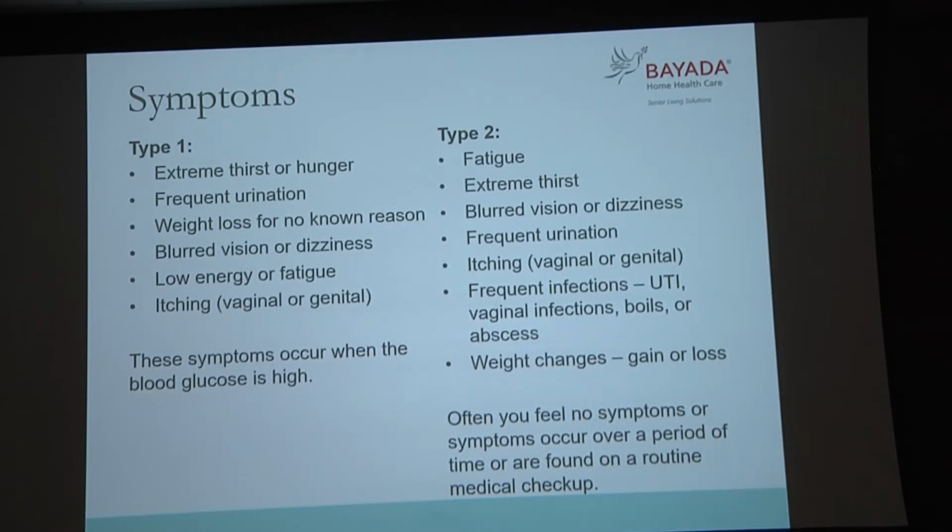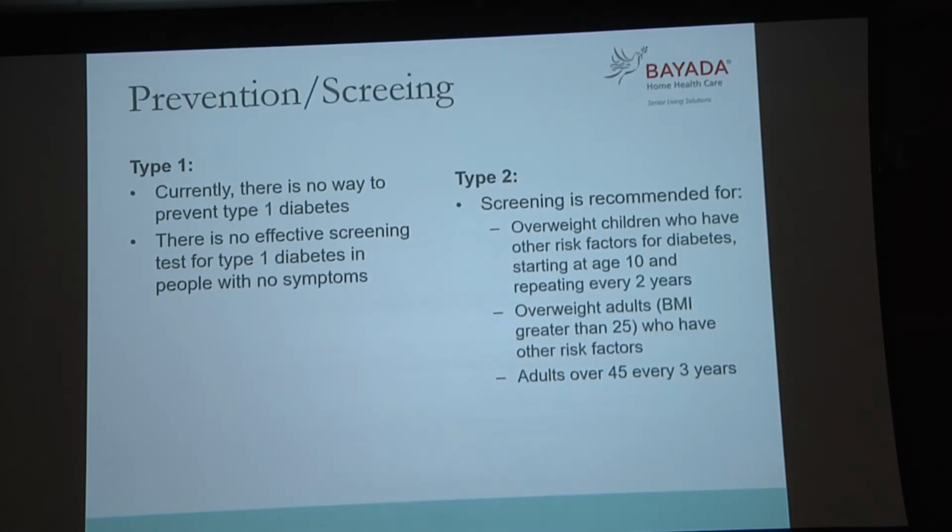So prevention and screening. Currently there's no way to prevent or screen for type 1 diabetes. That's the juvenile diabetes that occurs in young adults. Because there's no cure, there's no way to prevent it, it's not necessarily about maintaining a healthy weight. It just kind of happens genetically. So unfortunately, there's no way to prevent or screen for that.